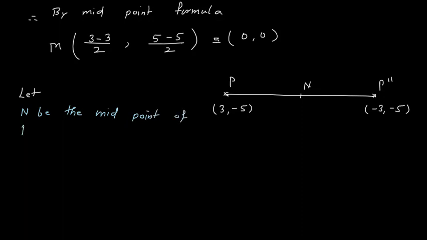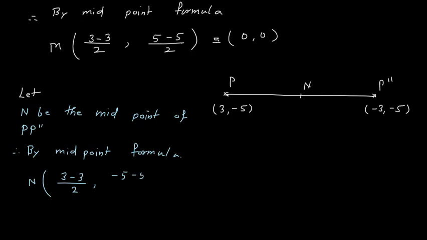By the midpoint formula, N will be ((3 minus 3) divided by 2, (-5 minus 5) divided by 2). So this gives the coordinate as (0, -5), as -10 divided by 2 is -5.